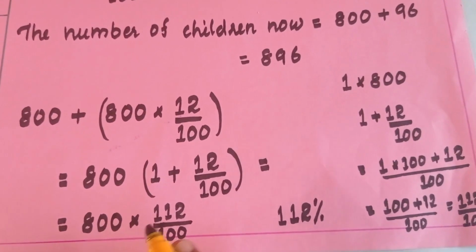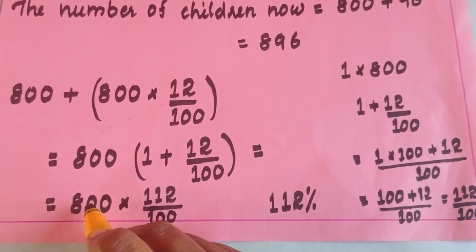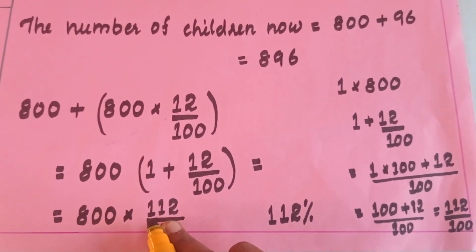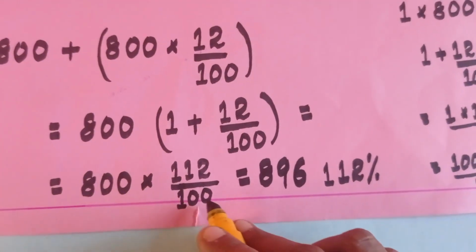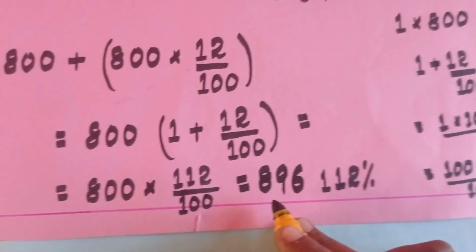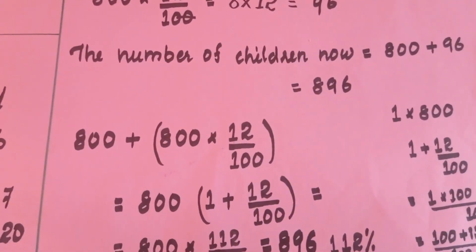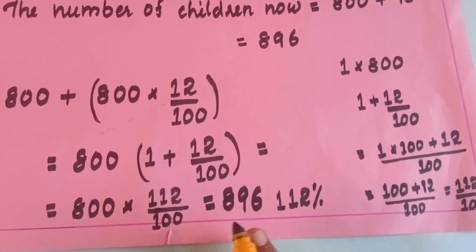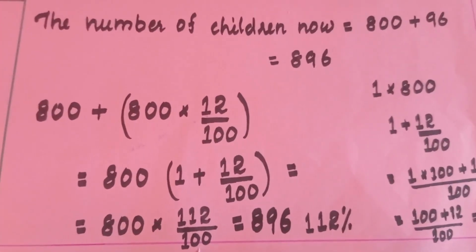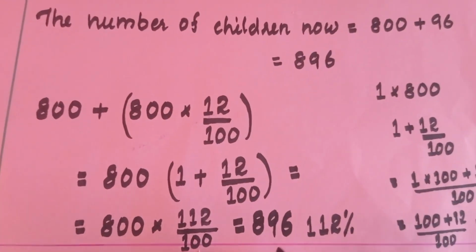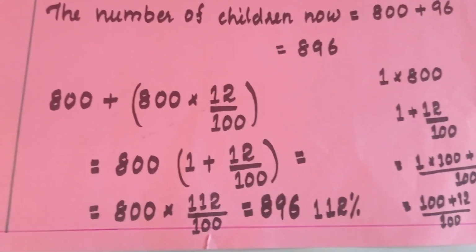800 into 112 by 100. Cut these two zeros, then 8 into 112, that is 896. 896 is the number of children now. Then 112 by 100 is 112%, which can be expressed as 112%.